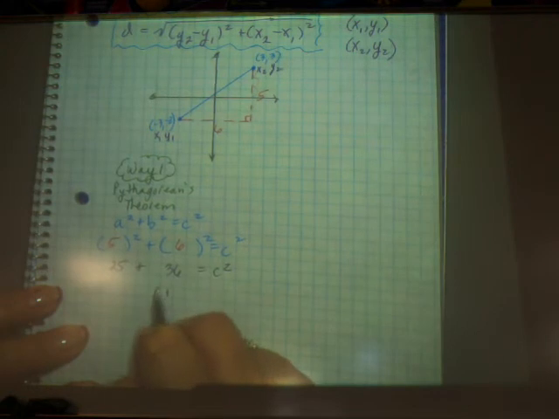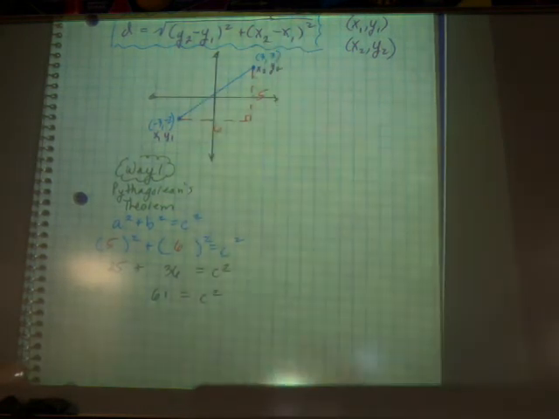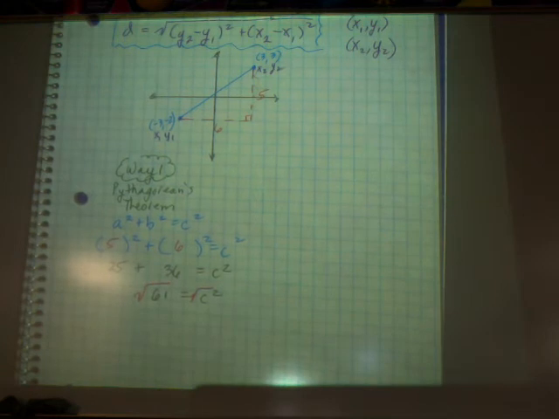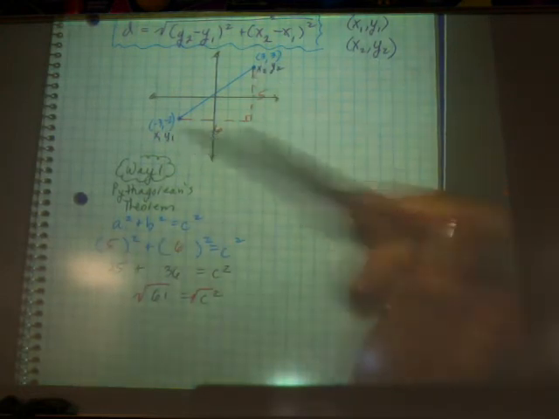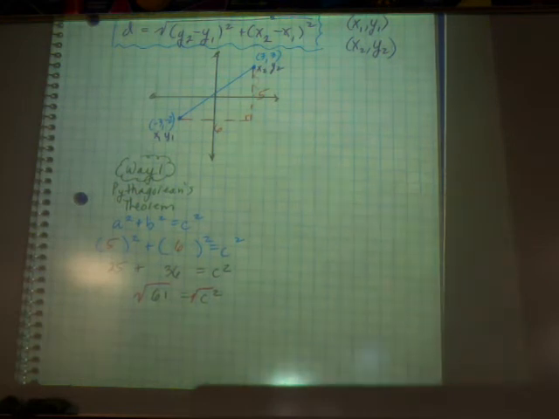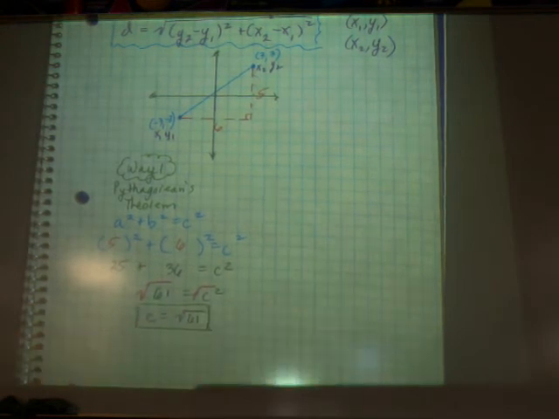Right. So did we get 61 equals c squared? And then we go and take the square root. Notice that this is a square root. So they took Pythagoras' theorem and they solved for c. And they realized that a and b represent the vertical distance between the points and the horizontal distance between the points. And so is 61 prime? Yes. So c is equal to the square root of 61. That's the distance between those 2 points.